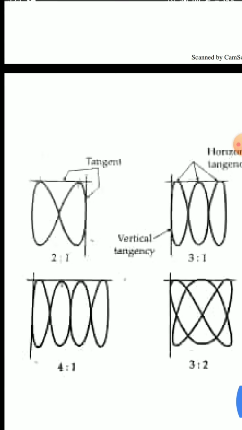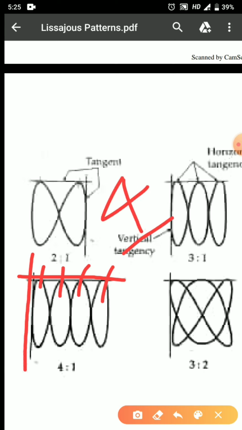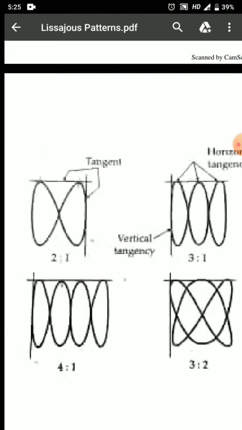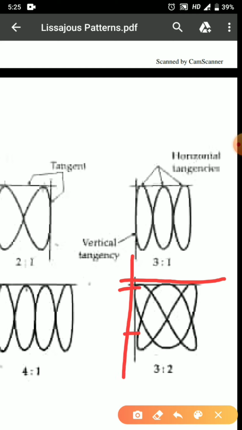Now let us look at this pattern. In this pattern, I will draw a line at the top, a line at the side. I can see here that the horizontal tangency is 4, the vertical tangency is only 1 time, the pattern is intersecting, so it is 1, that is 4:1. Now let us look at this figure. Looking at this figure, we can clearly make out that a line is drawn at the top, a line at this side. 2 times vertical tangency, 3 horizontal tangency.